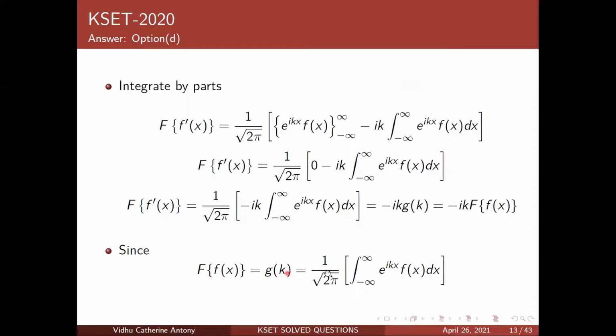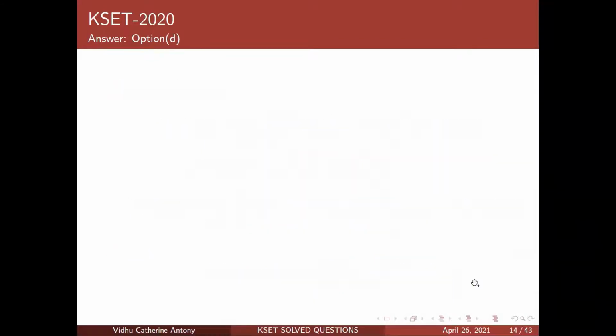f of x is equal to g of k is equal to 1 divided by root of 2 pi integral from negative infinity to infinity e to the power of ikx f of x dx. Now what you need to do is start calculating what is asked in the question: integral from negative infinity to infinity d by dx of delta x e to the power of ikx dx. So what do you do in order to convert this into a Fourier transform?